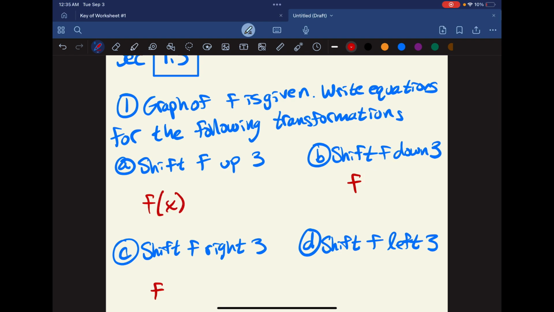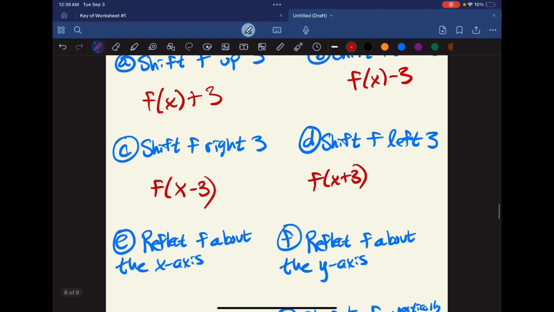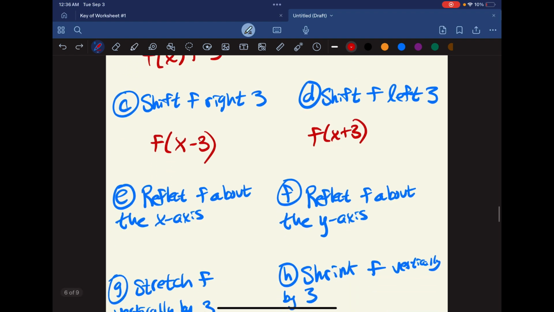Okay, so f of x plus 3, f of x minus 3, f of x minus 3, because this is kind of like the problem we did last week with the completing the square and then doing it as transformations. When you subtract inside of the parentheses, you're moving right. And when you add inside the parentheses, you're moving left.